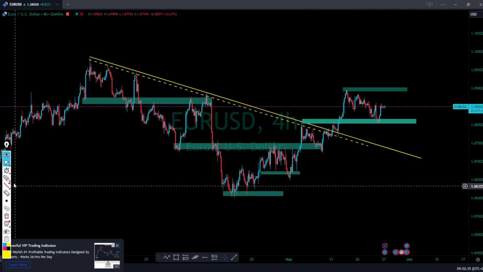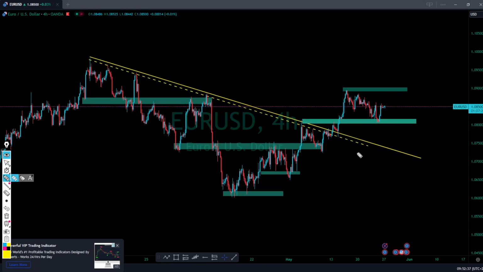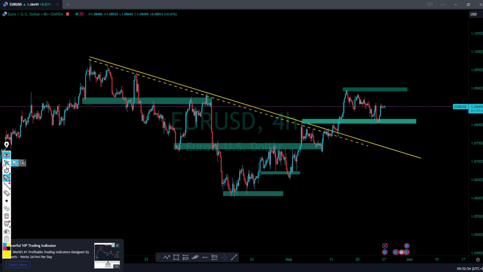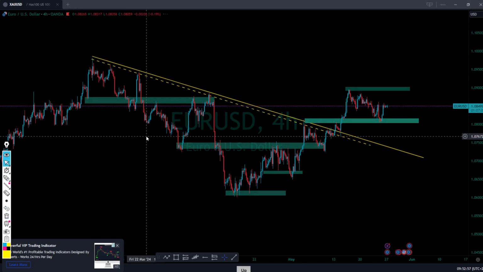As we expect DXY to go down, at the end of the day it means we're going to see the euro gaining momentum, because we just had a breakout. Now our overall structure is a very nice uptrend. Simple as that. We don't really have to complicate things.